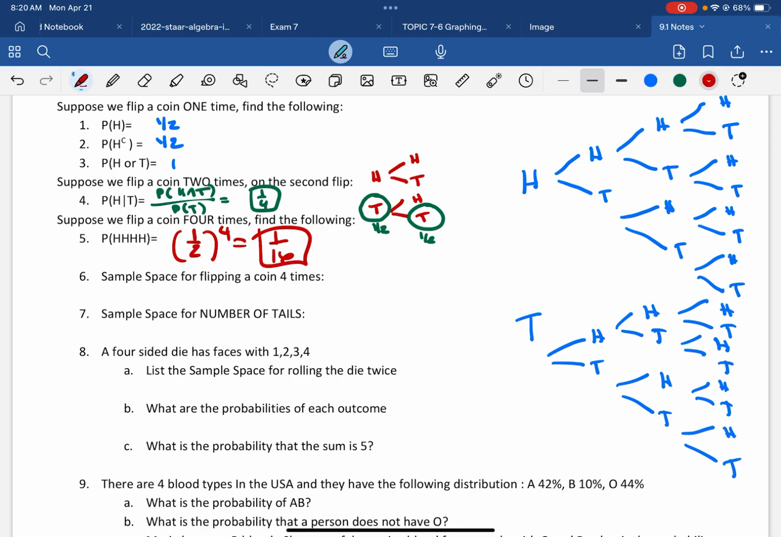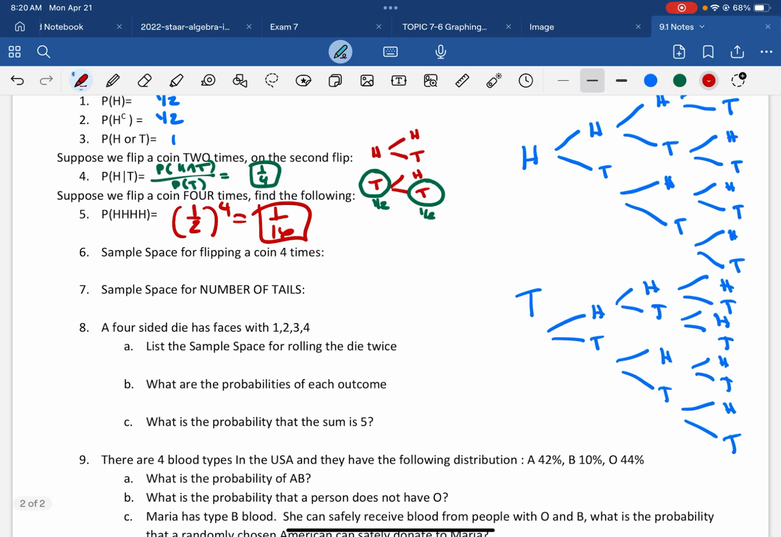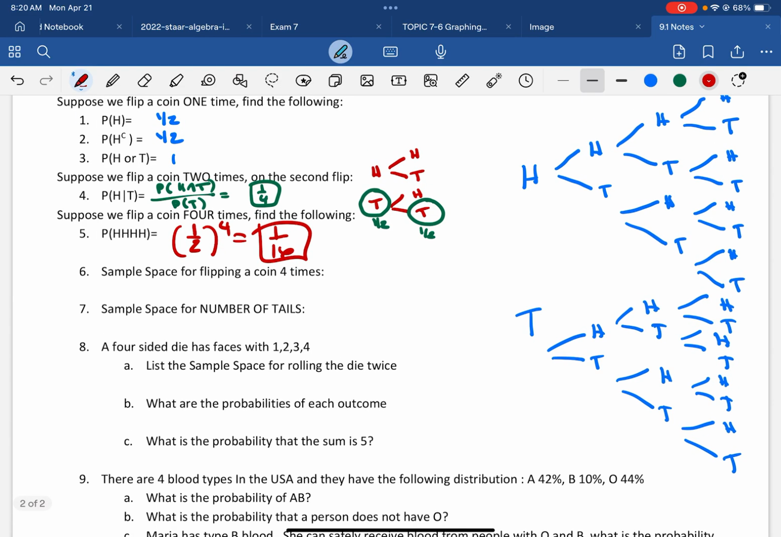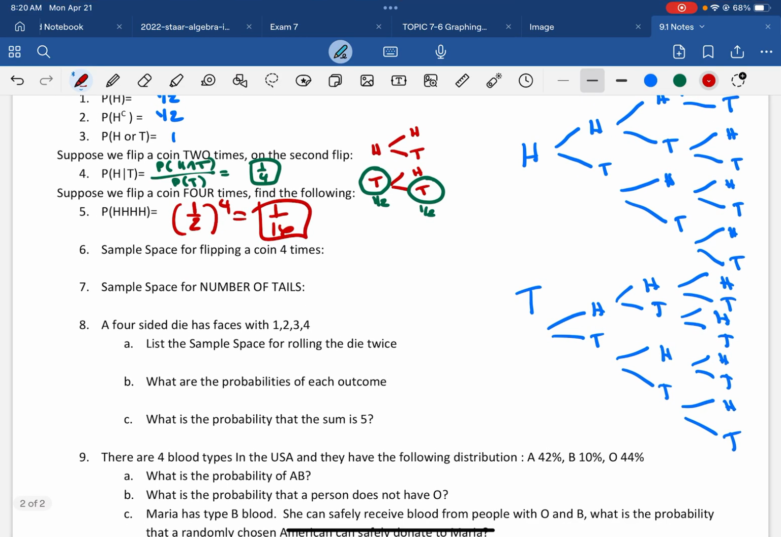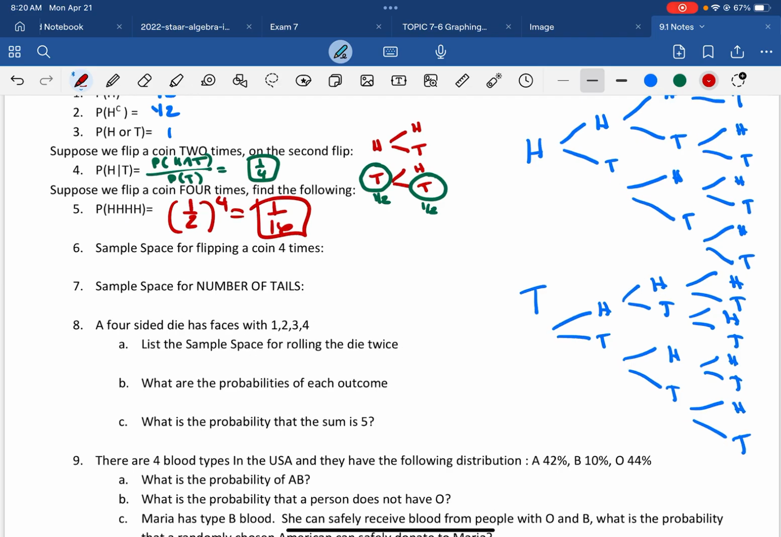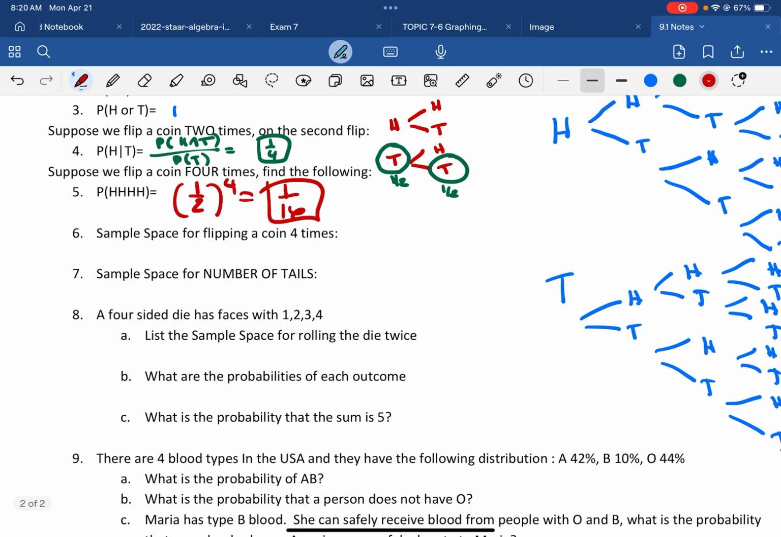Now, let's look at the sample space. The sample space is all possible outcomes. Well, that means we would have to write out all of these, and there's a lot of them. If you think about it, 2 to the 4th power is all your possible outcomes. So I'm going to start writing this out. I'm going to start with heads, heads, heads, heads, heads, tails.